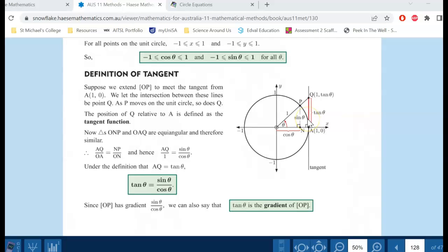So using that definition, basically what they say is that AQ, which is this length here, over OA, which is this length here, is equal to NP over ON. So those two ratios are equal, and therefore we can come up with a definition of the tangent where tan theta is equal to sine theta over cos theta. We can also consider tan theta to be the gradient of OP, so the rise over the run, sine theta over cos theta.